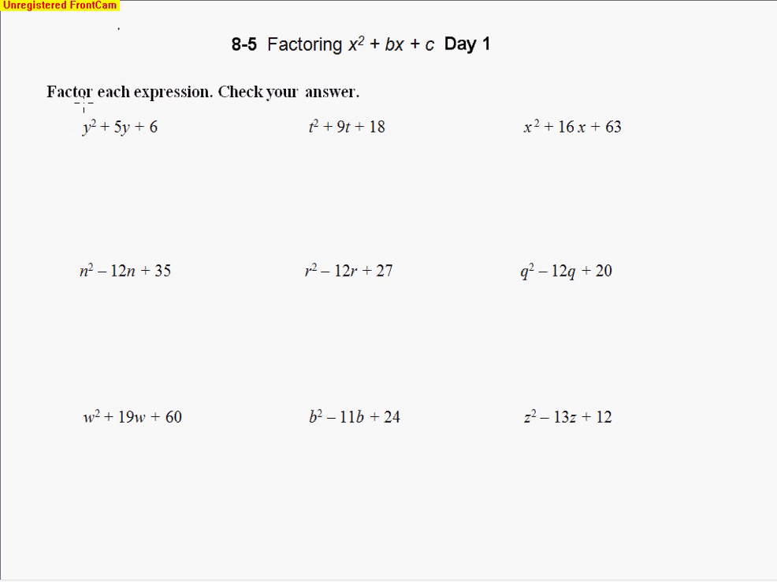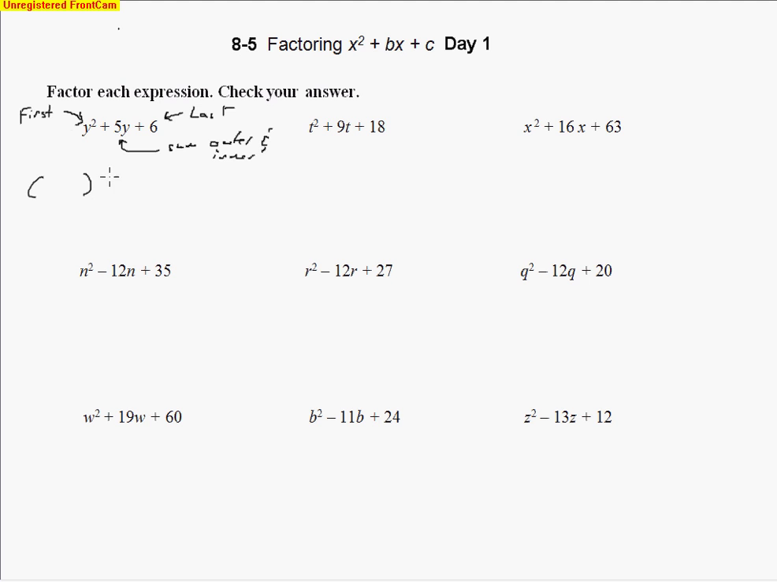So when we factor, I like to think of FOIL. Remember how the first terms end up making this value right here, the y squared in this case, and the last terms end up making the 6. And where do we get the 5y? Well, it's the sum of the outer and inner terms. That's what I'm looking for as I'm coming up with my answer.